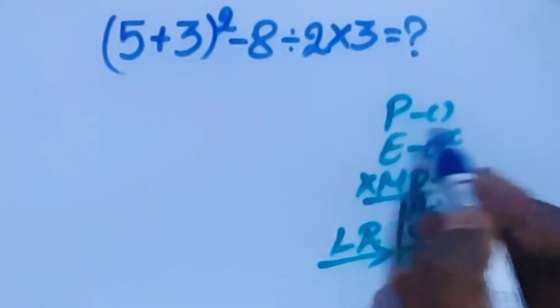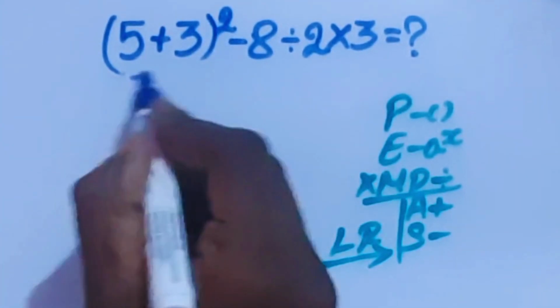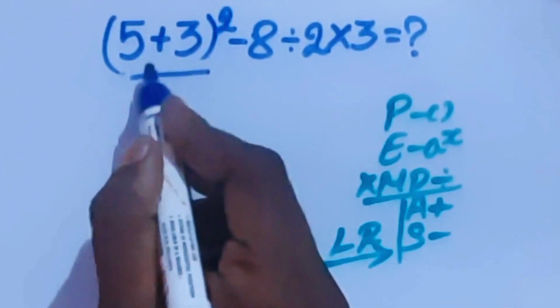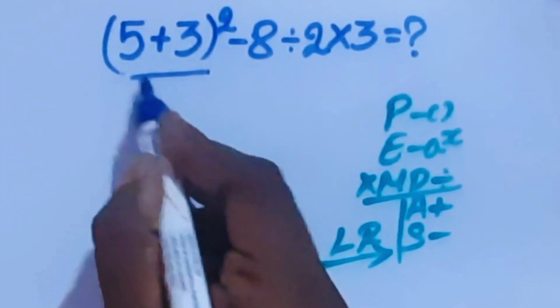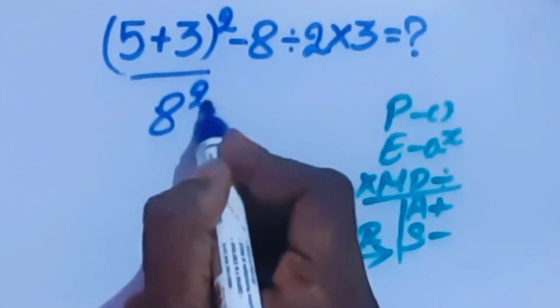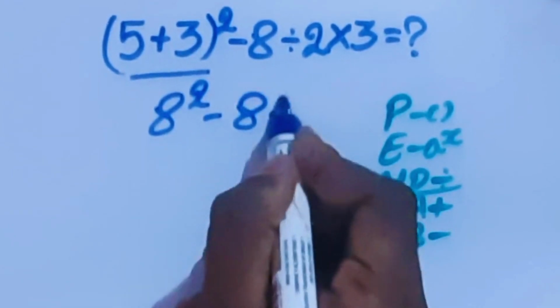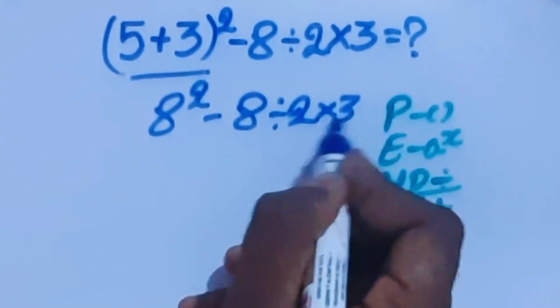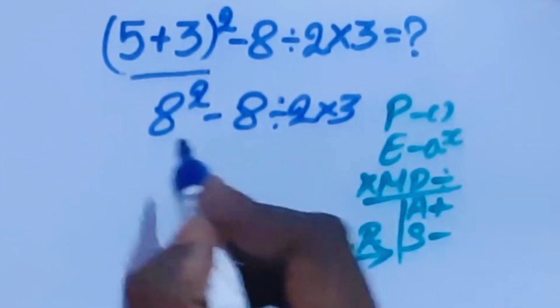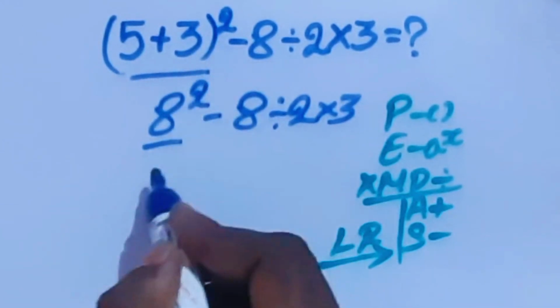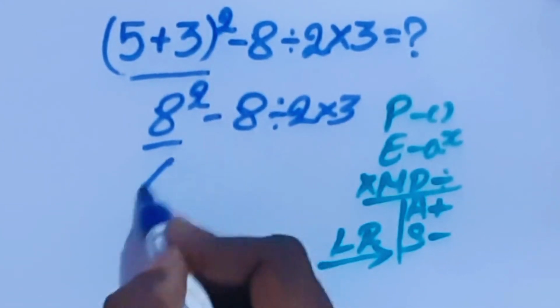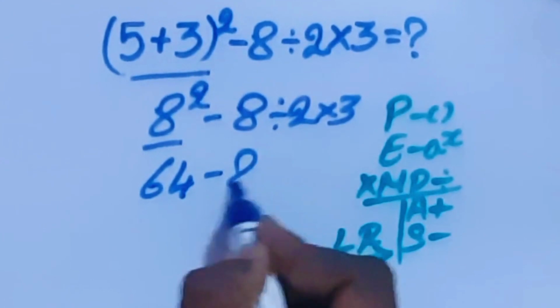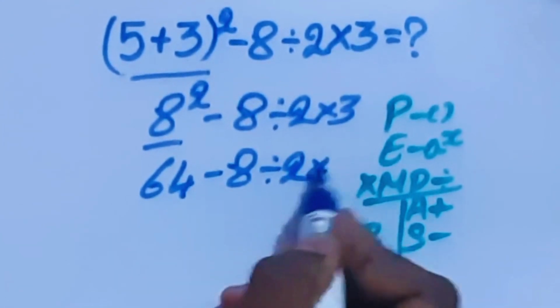Here as per the order of operations PEMDAS, the bracket is higher priority. So we have to do this bracket before any other operation. Here the bracket is 5 plus 3. 5 plus 3 is 8 squared minus 8 divided by 2 times 3. Here the next priority is exponent. We have the exponent here, 8 to the power of 2. 8 to the power of 2 is 64 minus 8 divided by 2 times 3.